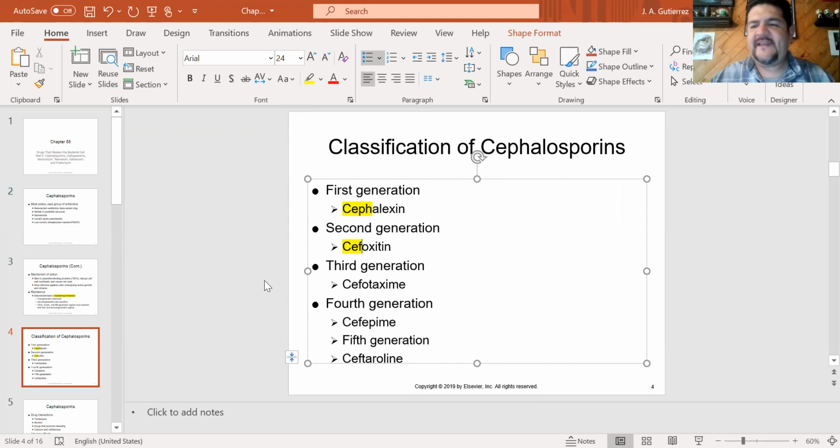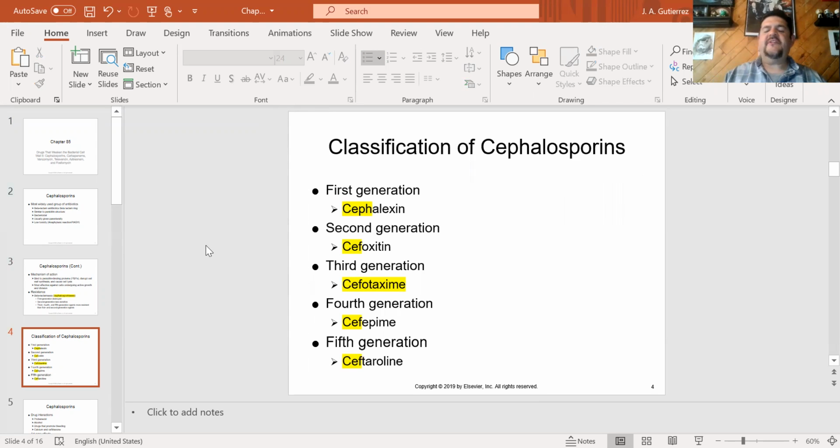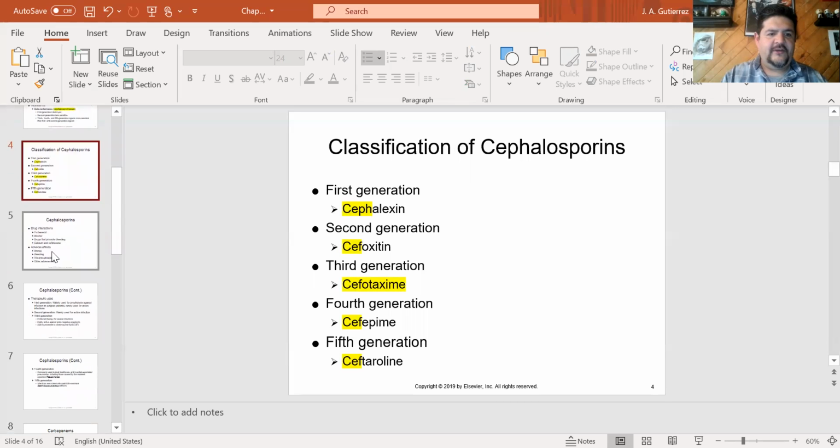So for the first generation, Cephalexin is the most common one. Second generation, Cefuroxime. Third generation, and I guess this is the more famous one, Cefotaxime. Fourth generation, Cefepime. And fifth generation, Ceftaroline. So again, there's 5 generations of cephalosporins, and each one has a specific group of bacteria or situation where they are used.